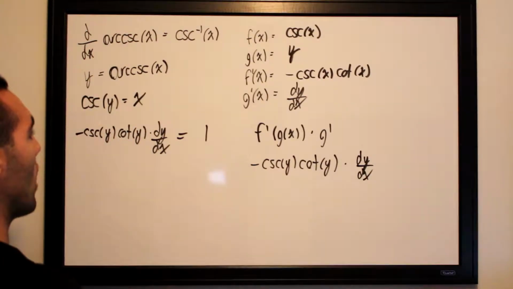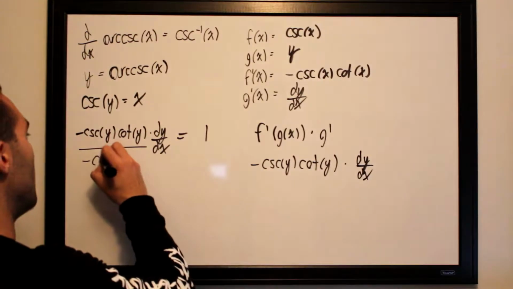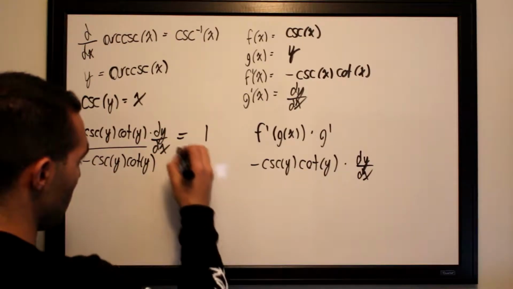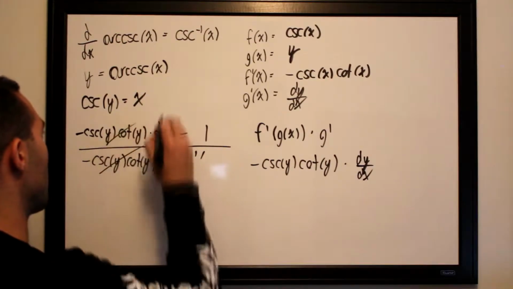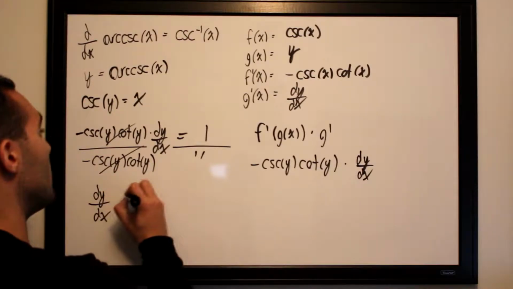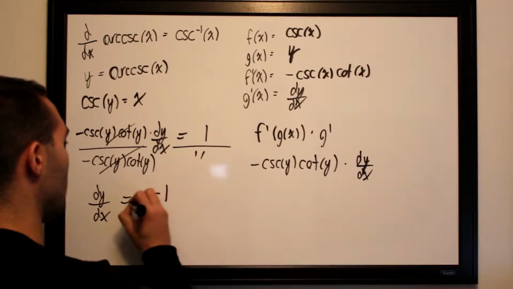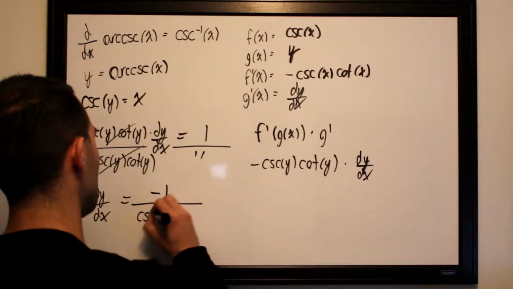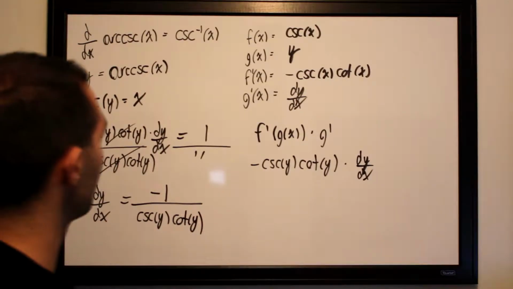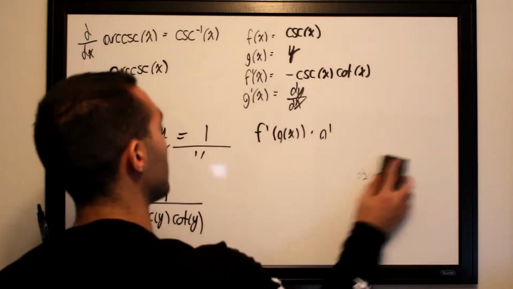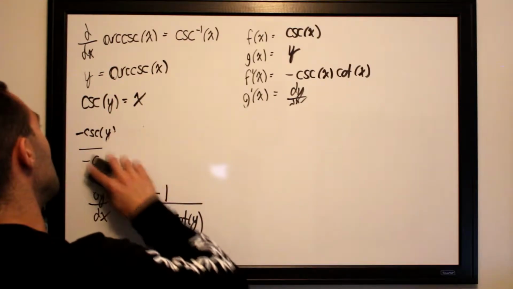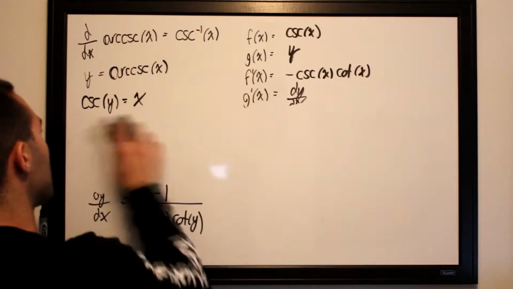And we want to isolate dy by dx, so we will divide both sides by negative cosecant of y times the cotangent of y. Same thing over here. This cancels this. All we will be left with is dy by dx is equal to negative 1 divided by cosecant of y times cotangent of y. So now, what we can do is take advantage of the statement that we found a little bit earlier, where cosecant of y is equal to x.